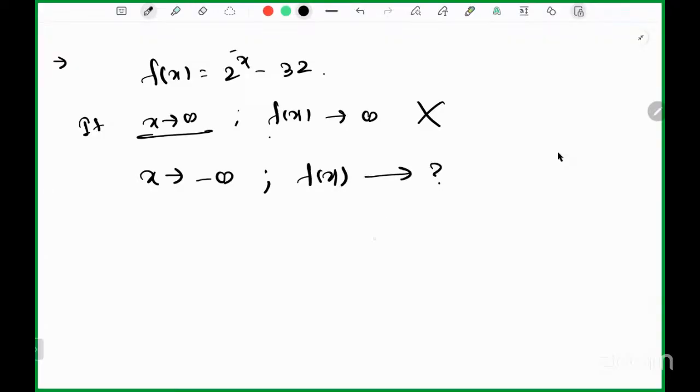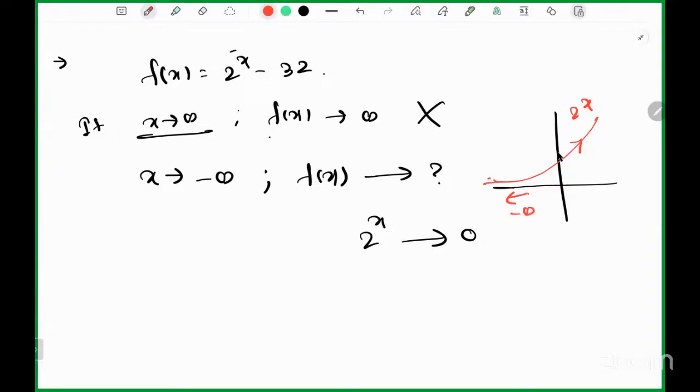As x goes to minus infinity, 2 to the power x goes to 0. Correct? Because here you will get a very small power of 2, so ultimately you will approach 0. And also you can see the graph of 2 to the power x. 2 is an exponent which is greater than 1, so the graph will look like this. This is the graph of 2 to the power x.